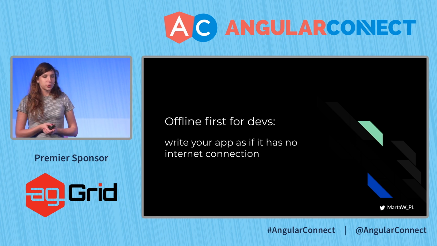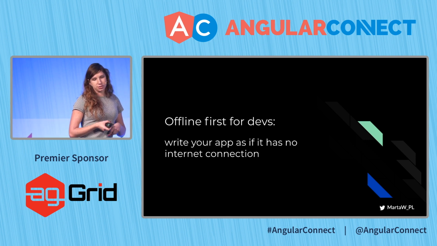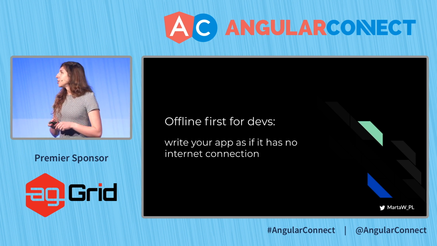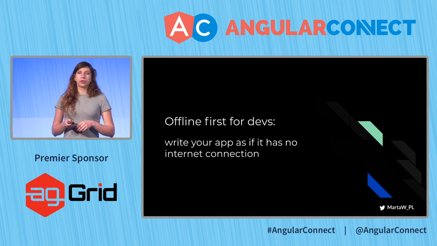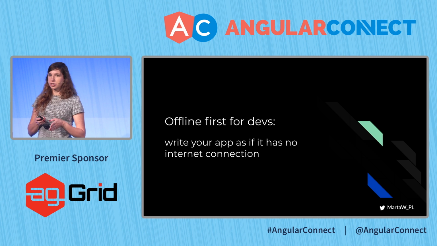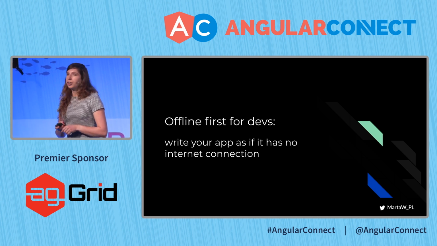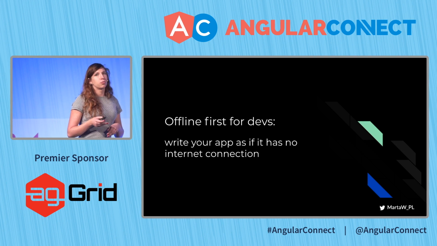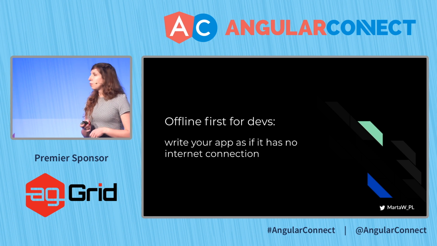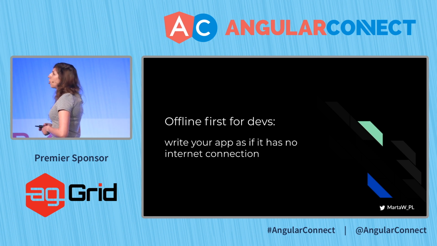So from a developer's perspective, you need to write your app as if it has no internet connection. So I really like to compare it with mobile first. For mobile first, you start implementation for smaller screens, and after that, you need to enhance it for bigger. And here, you start an implementation for offline state, and then you can add more capabilities to your app to make it more powerful, but you need to be sure that your app works offline.